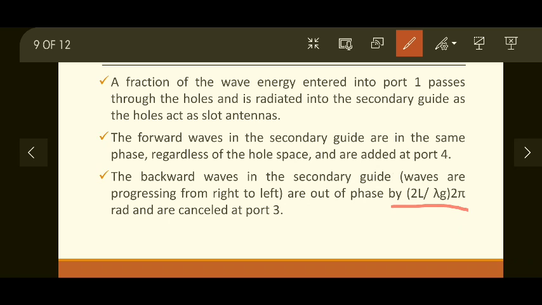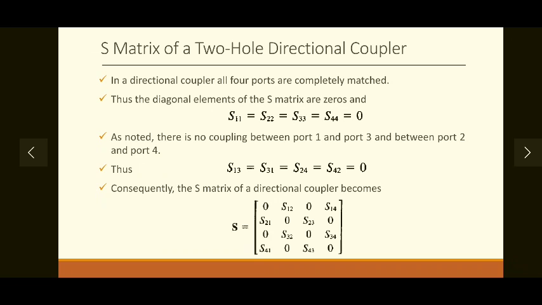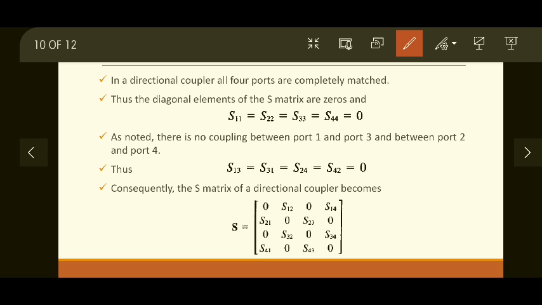So the phase shift between the two waves is given by 2L upon lambda g into 2 pi radians. That is causing the cancellation of waves at port 3, so that all four ports are completely matched. So how do we characterize the S matrix of a two-hole directional coupler? Since all ports are completely matched, there is no reflection, and if there is no reflection, that means all the diagonal elements of the S matrix will be 0: S11, S22, S33 and S44.